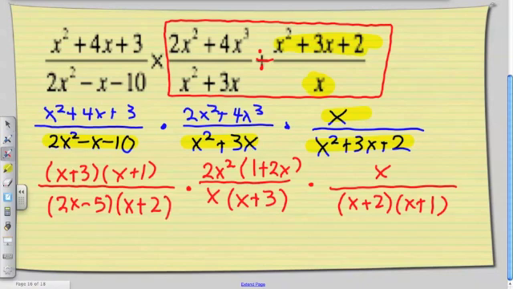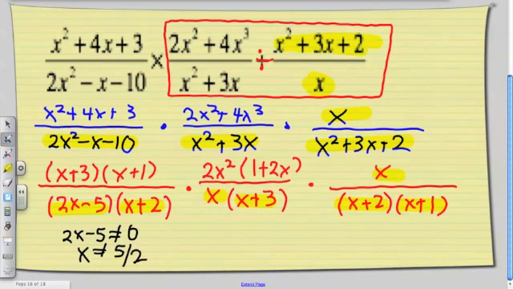Once again, I just want to highlight, we're stating restrictions on this, and this, right? That's a lot of restrictions. Restrictions can really give you some good marks. So 2x minus 5 cannot be equal to 0. That means that basically x cannot be equal to 5 over 2. X plus 2 cannot be equal to 0. X cannot be equal to negative 2.